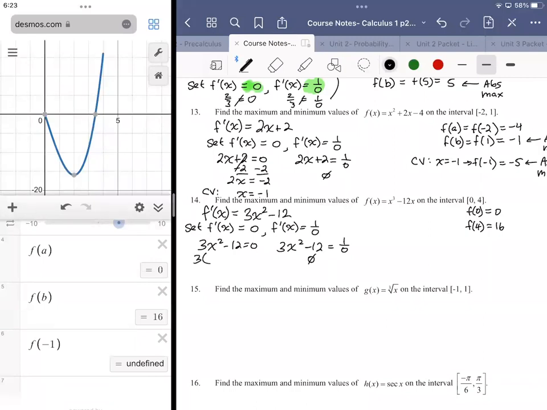But the other one, we solve. Factor out a 3, x squared minus 4 equals 0. Set each factor equal to 0, 3 times x minus 2, x plus 2. And you get your critical values of x equals 2 and negative 2. So we test out those values there. So f of negative 2, I'll do first, then f of positive 2. So these two numbers, 0 and 4, come from the domain. These two numbers come from the critical values.